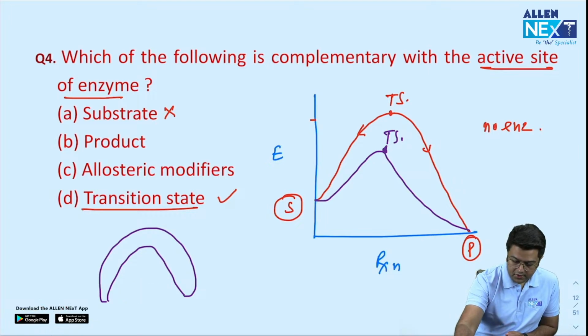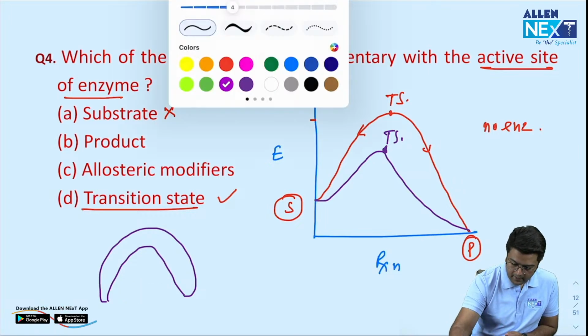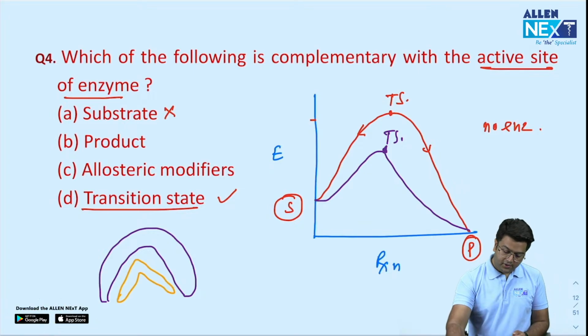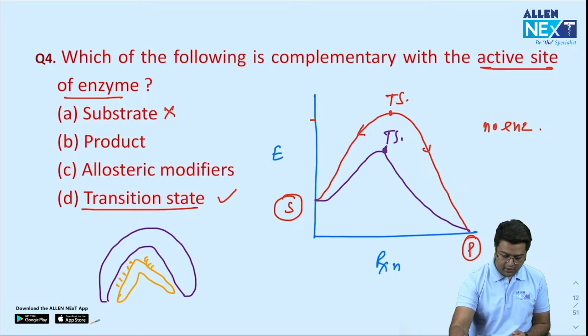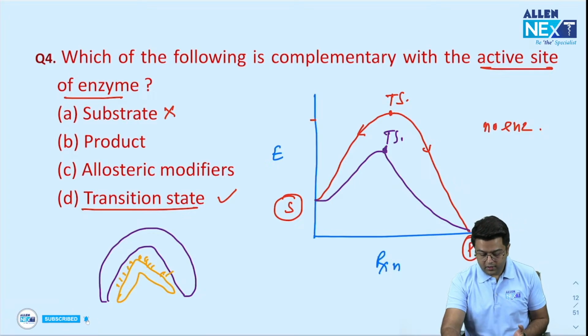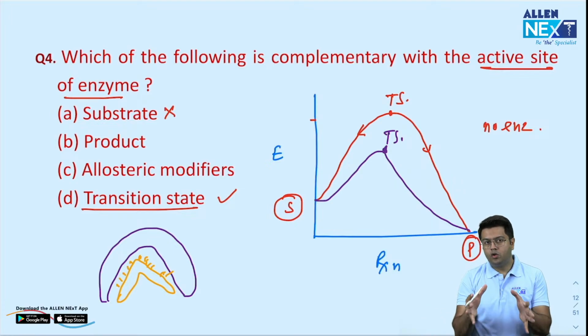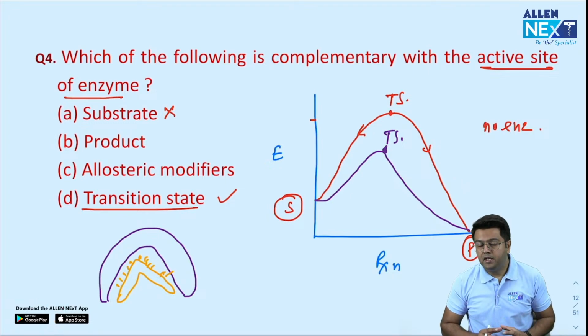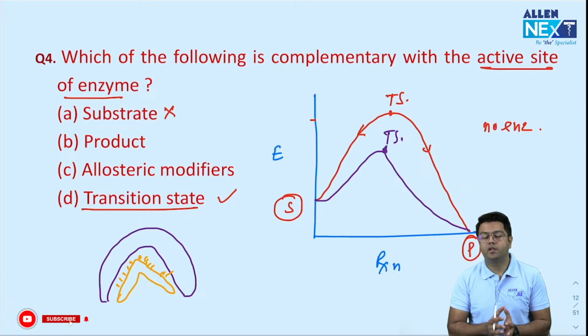Suppose now I'm making the transition state, let's say with a different color. So this is my transition state. Guys, this transition state is actually making various weak bonds with the active site of the enzyme. So these are non-covalent bonds. And this energy is called the binding energy, which will be released when these bonds are formed.